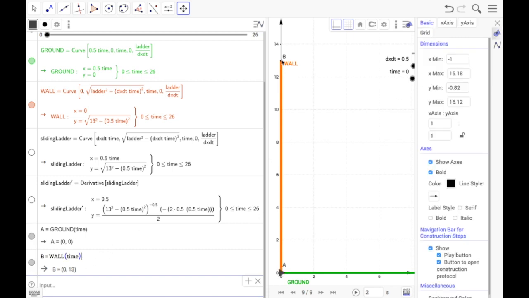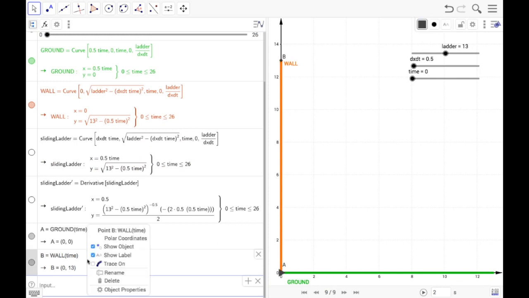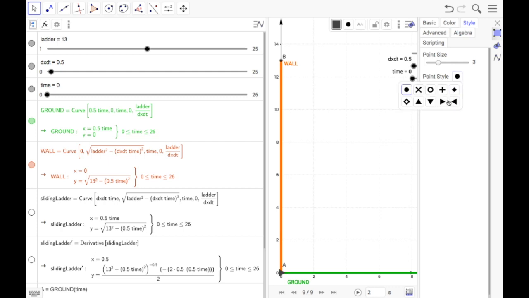Oops, let's do this up here. Select the wall. Oh, it's not letting me do it like that, so let's just right click on it. So let's right click on the wall, go down to object properties, go to style, and let's change that to an arrow pointing down, and let's make it large so that we can see what's going on.